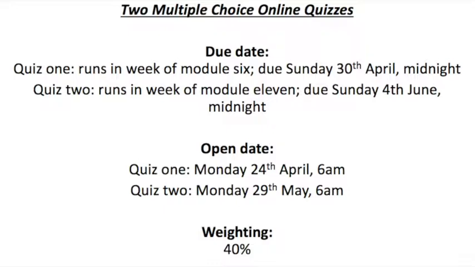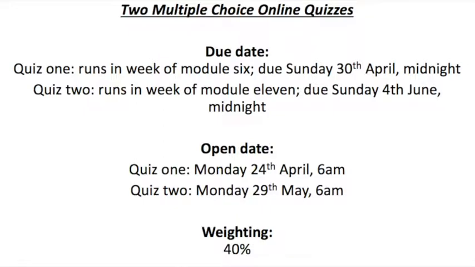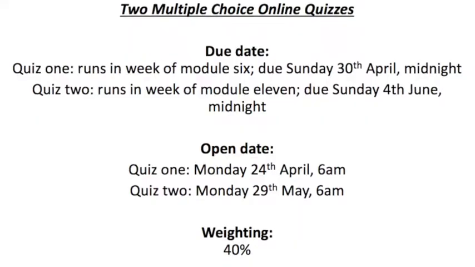So the information in terms of due dates tells us that Quiz 1 runs in the week of Module 6. The quiz will shut down Sunday the 30th of April at midnight, and it will open Monday 24th of April at 6 a.m. So you will have the entire week to do Quiz 1. Quiz 2 runs in the week of Module 11, so that's due Sunday the 4th of June at midnight, and it opens Monday the 29th of May at 6 a.m. And these two quizzes together create 40% of your overall unit score.